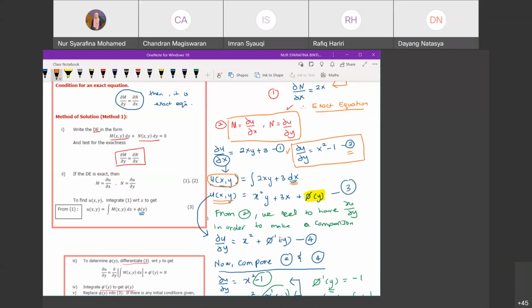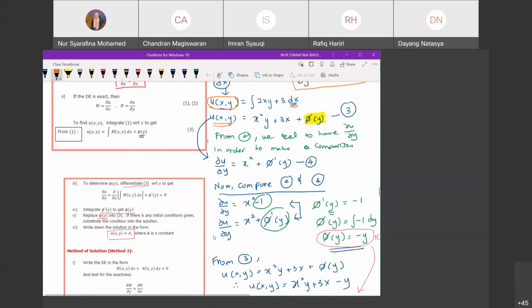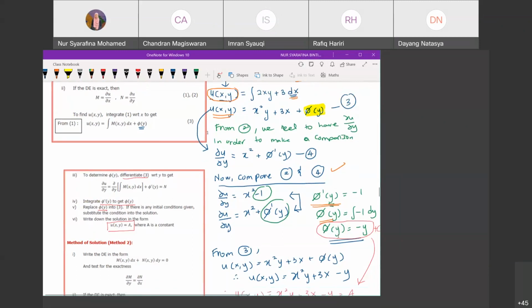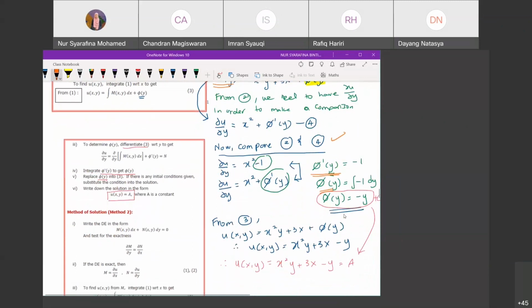So from u here, you just differentiate with respect to y so that we can compare with the existing del u del y. Once you differentiate, you get your del u del y, then you can compare. Once you compare, you can get the value of psi prime y. And then just substitute the value of the constant that you obtained in the last answer, and you can write the last answer equal to a constant. Okay, clear?